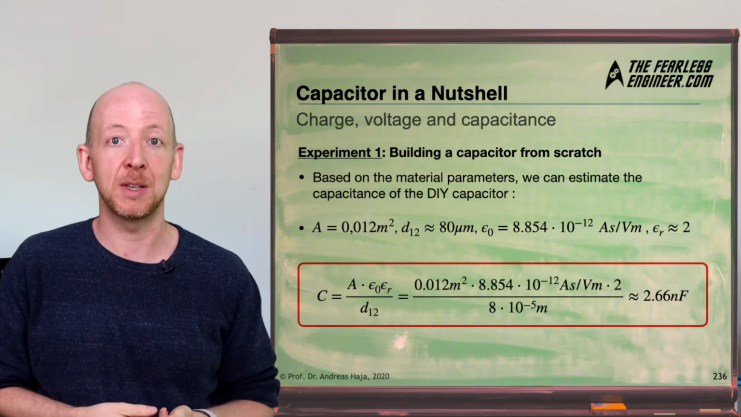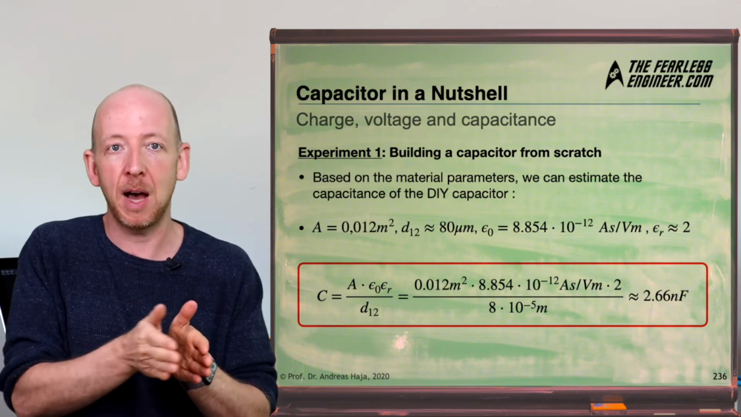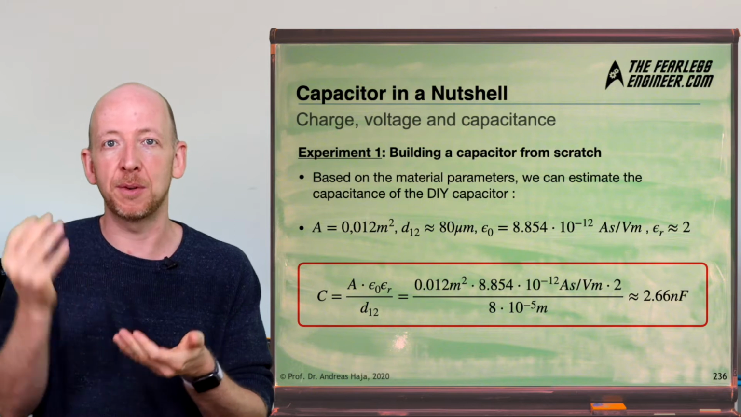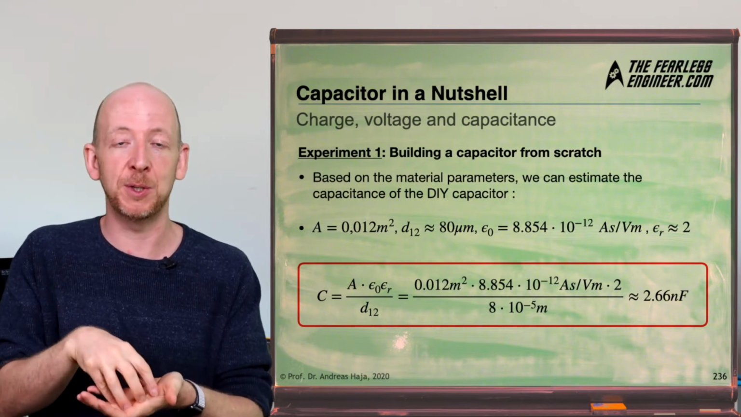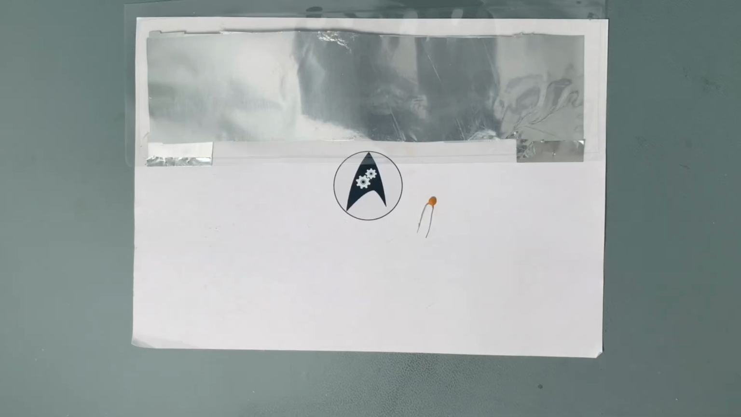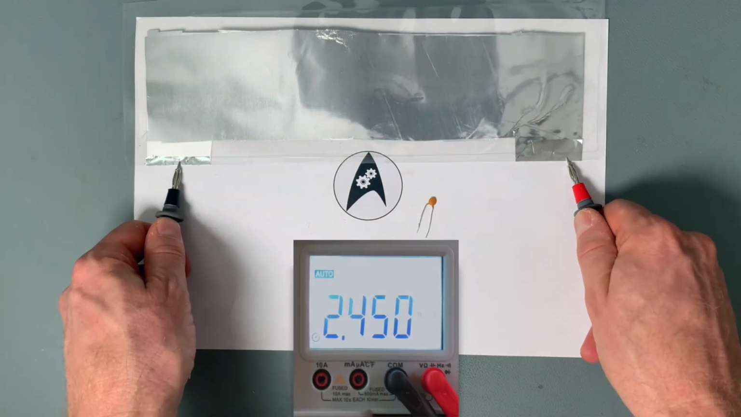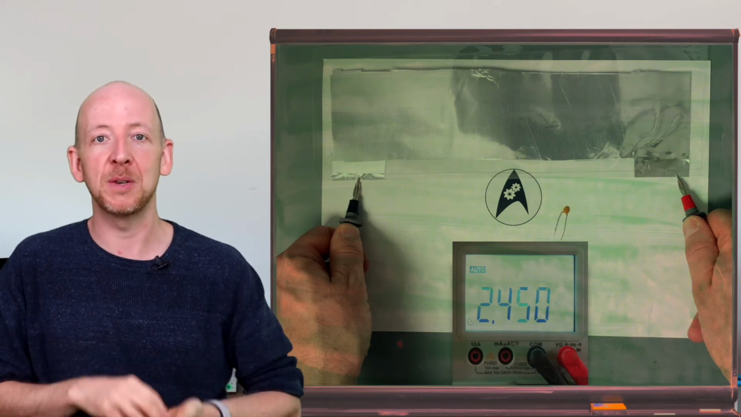Typical values of capacitors you'll find in practice range from 1 picofarad up to 10,000 microfarads, which is 0.01 farad. So actually 1 farad is a really large capacitor, which you don't find very often in practice. Let's set the multimeter to measure capacitance now and connect the measuring tips to the contacts of our homemade capacitor. And sure enough, we can see a value which is very close to the estimate we have just computed.